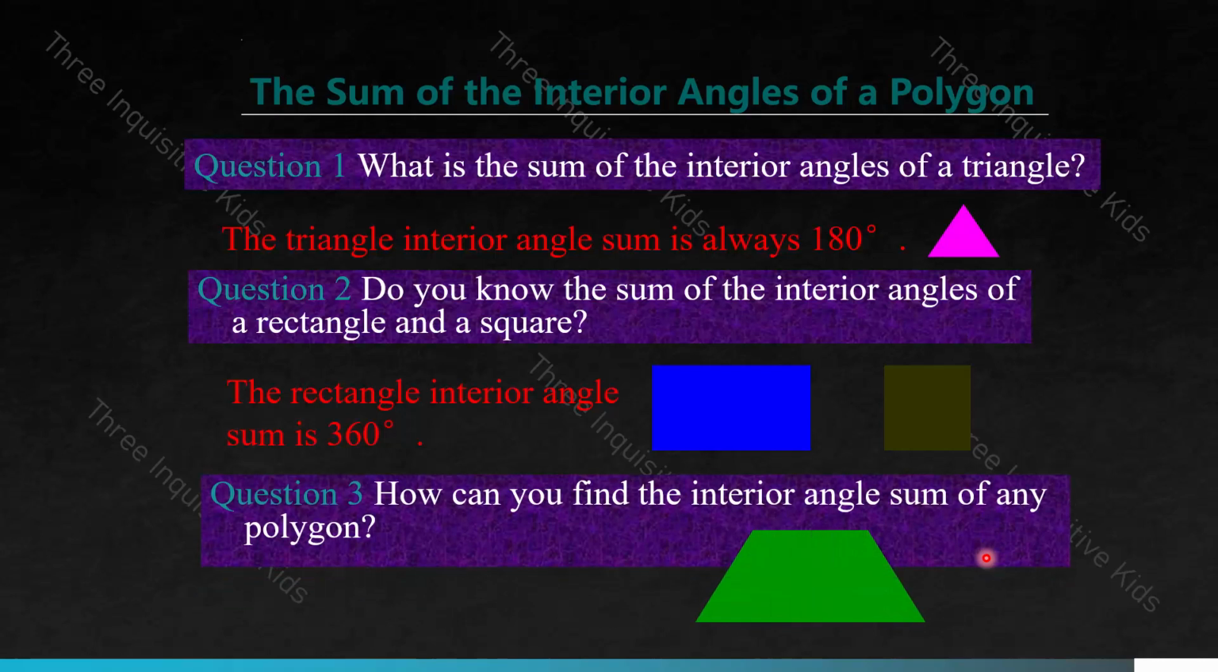How can you find the interior angle sum of any polygon? That's what we're going to be focusing on today. What if I gave you a trapezoid, a quadrilateral? Or what if I gave you a pentagon, a hexagon, right? We need to be able to find the interior angle sum of any polygon.